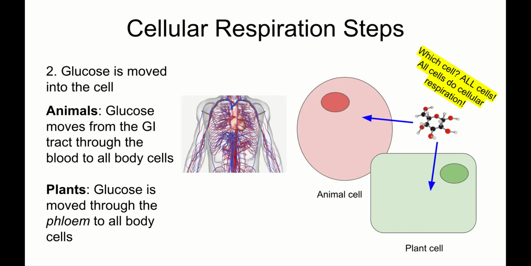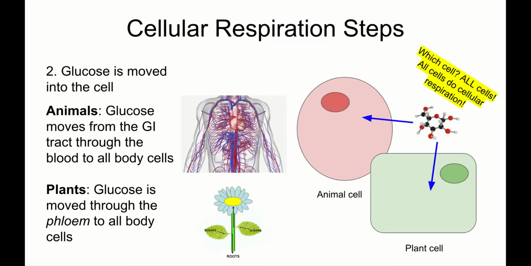In plants, you just learned this. How does glucose move? Through the phloem. Glucose is moved through the phloem to all body cells. And we might be moving our glucose from the leaves to the stem. We might be moving it from a sugar sink like the roots to a place that's low on sugar. All we know is we're moving it through the phloem.